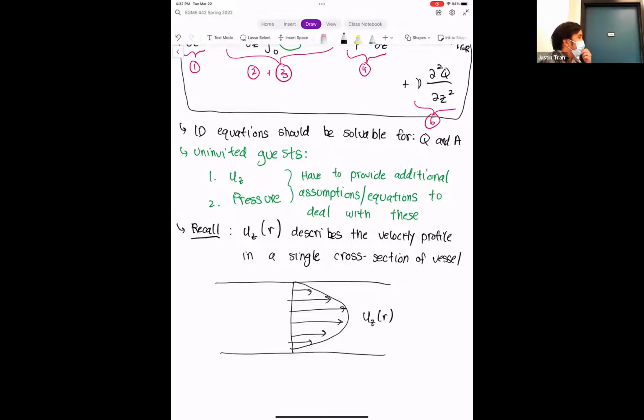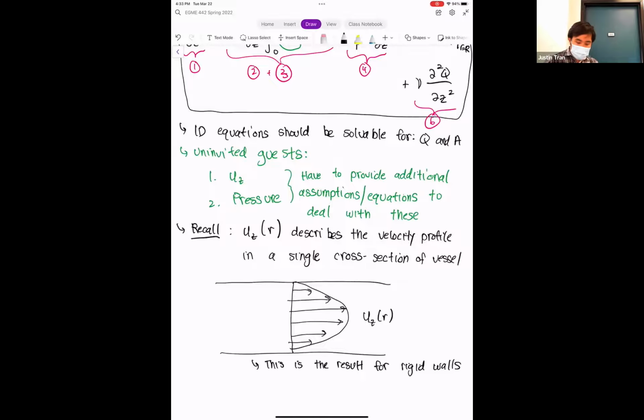So that basically tells us that the velocity is going to be maximum at the center line of the vessel, and then it's going to go down to 0 at the walls. And this is the result that we got when we assumed rigid walls. And so if you can assume rigid walls, you can solve for UZ no problem. And so for rigid walls, you get a parabolic profile.